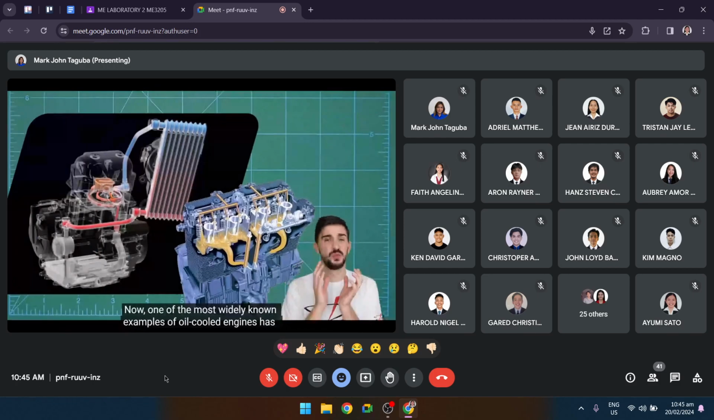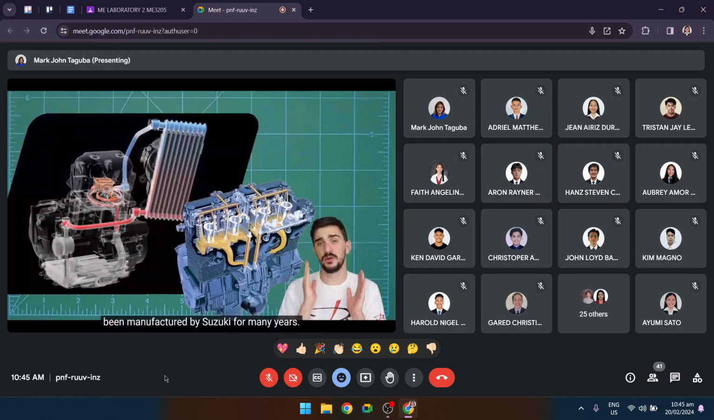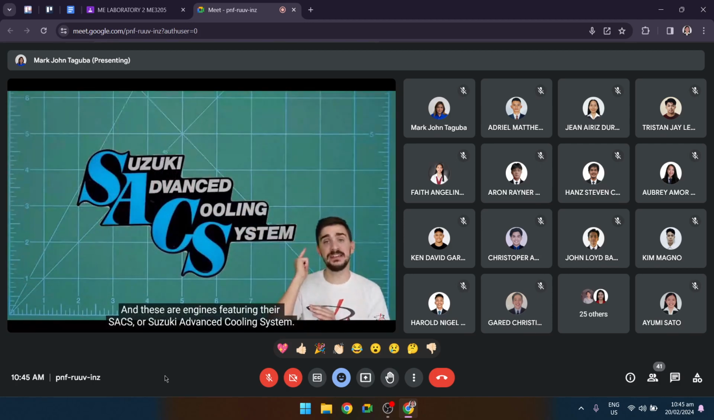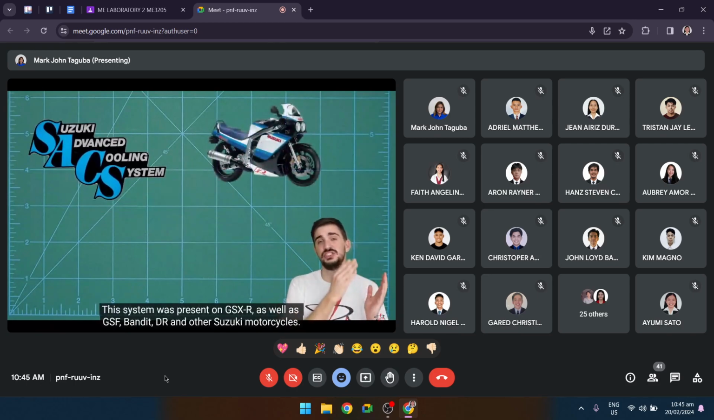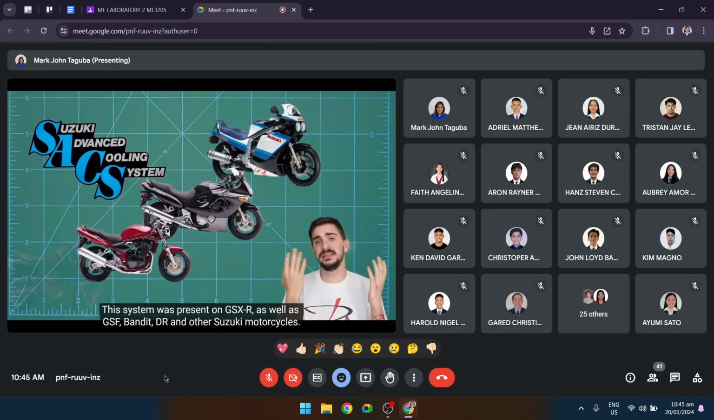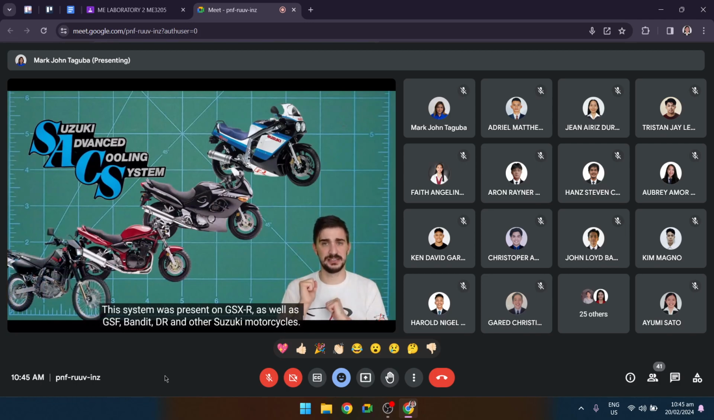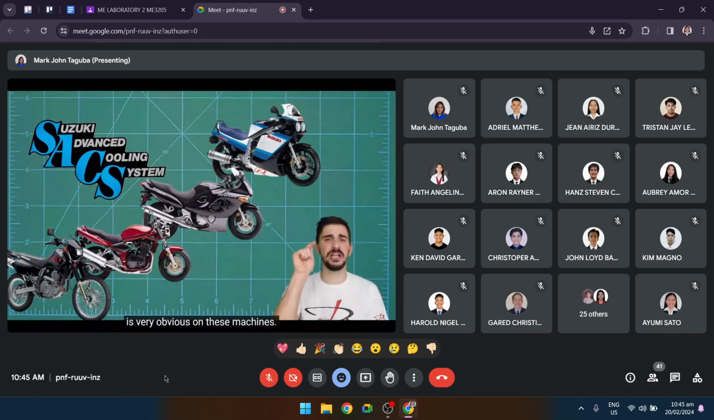Now, one of the most widely known examples of oil-cooled engines has been manufactured by Suzuki for many years, and these are engines featuring their SACS or Suzuki Advanced Cooling System. This system was present on GSX-R as well as GSF, Bandit, DR, and other Suzuki motorcycles. The increased oil capacity, which reveals their oil-cooled nature, is very obvious on these machines.